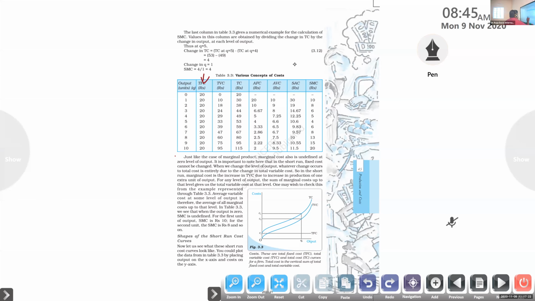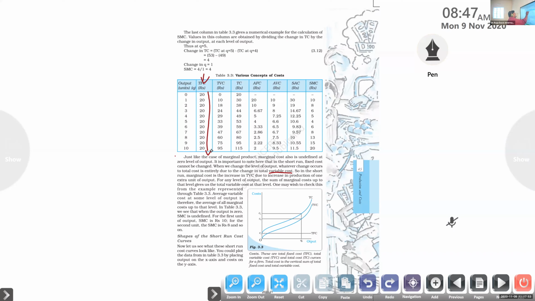See here. When we change the level of output, whatever change occurs to the total cost is entirely due to the change in the total variable cost. So variable cost is directly related with the output. Here TFC is fixed. Total fixed cost is fixed. There is no change in that. So all over this table, we are able to find it is 20.